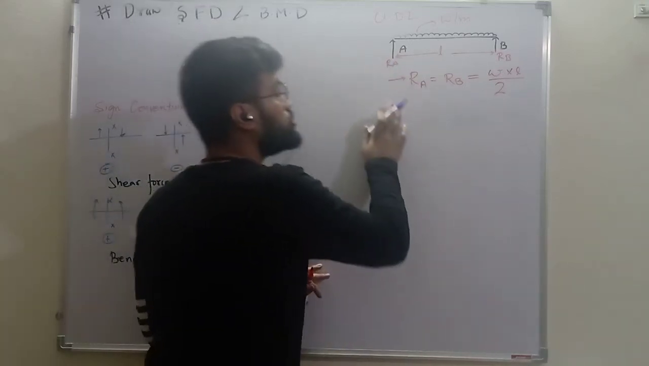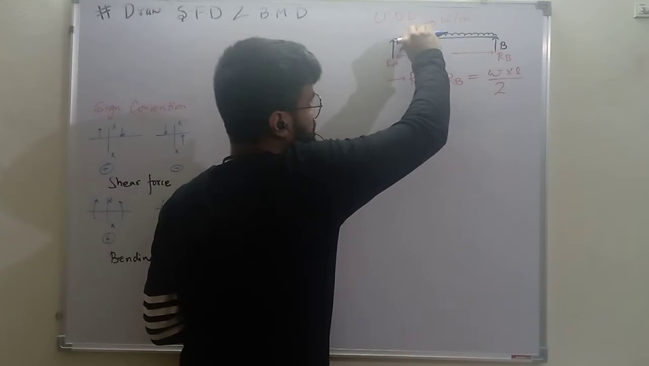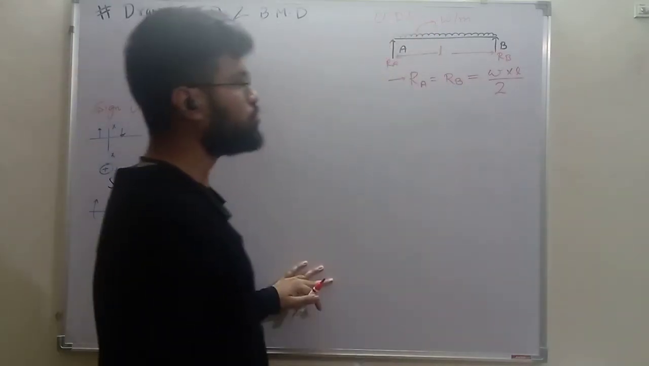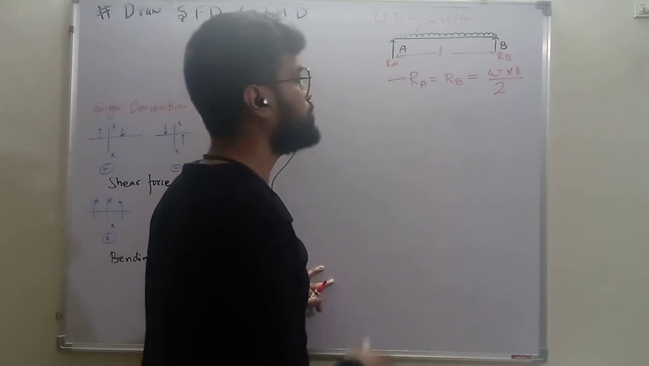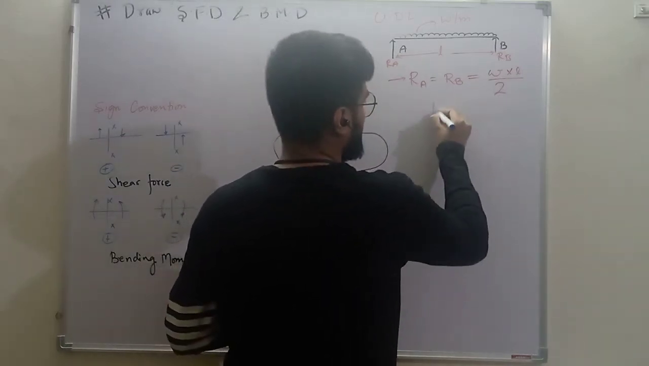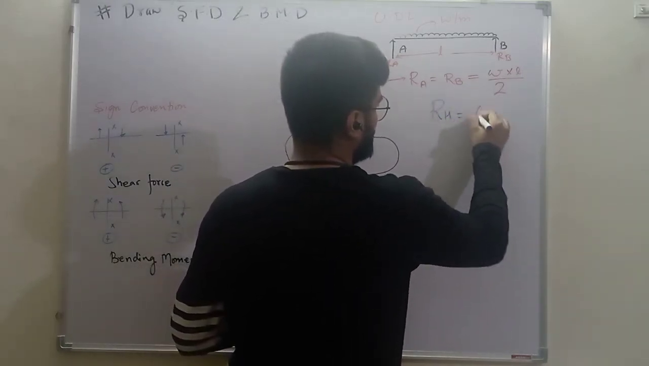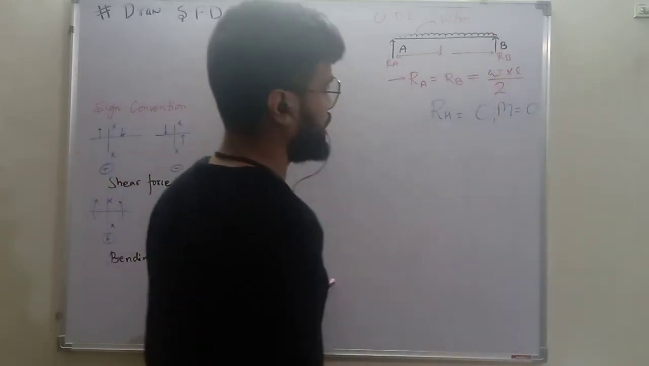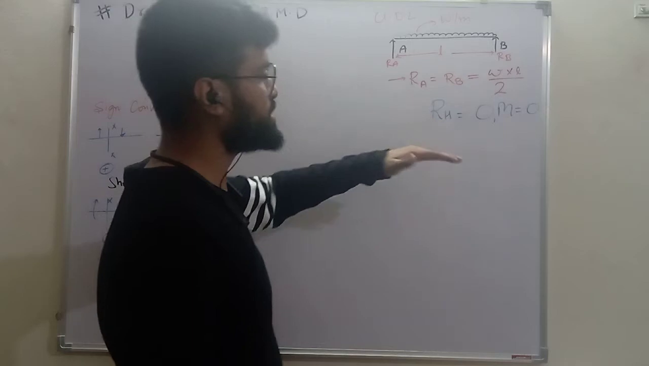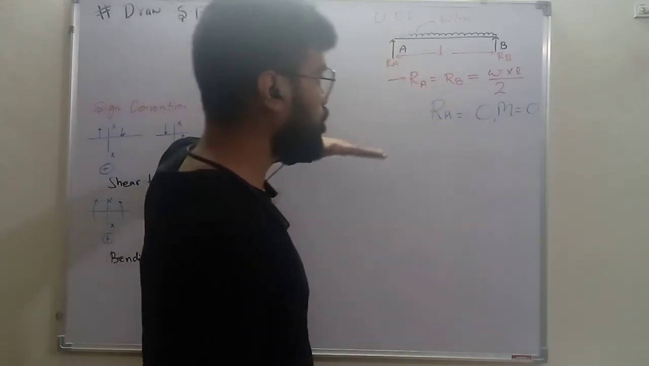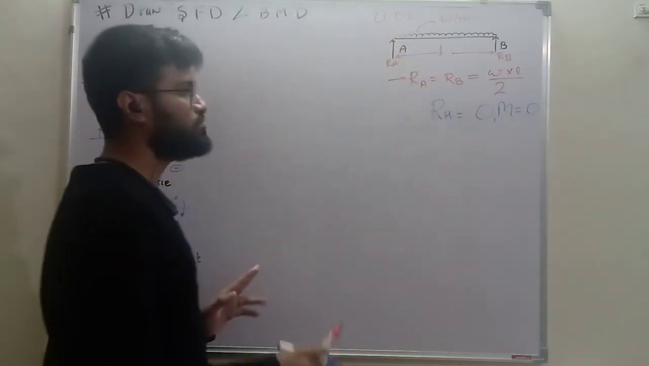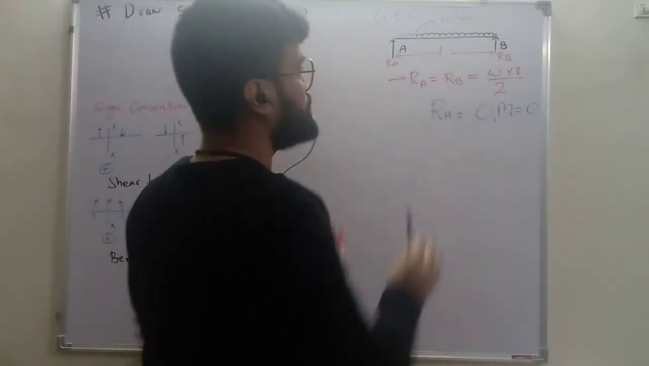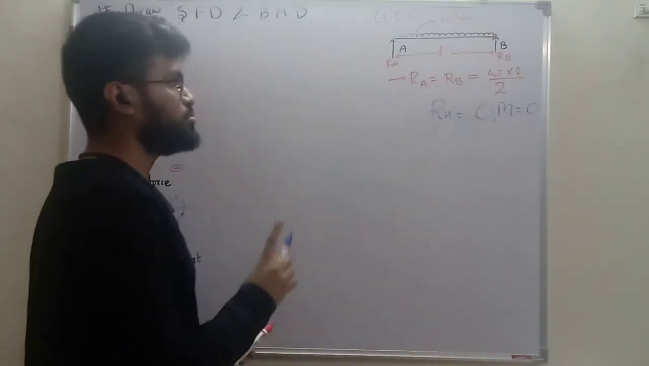And the supports also do not resist rotation of the beam. Rotation of the beam is also possible at the supports, therefore there is no moment. So the horizontal reaction RH will be 0 and the moment will also be 0 at the supports, because they resist neither rotation nor horizontal motion of the beam. So there will be only one reaction at the supports, the vertical reaction.